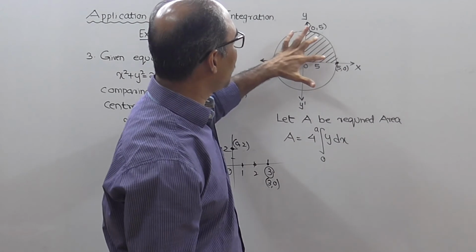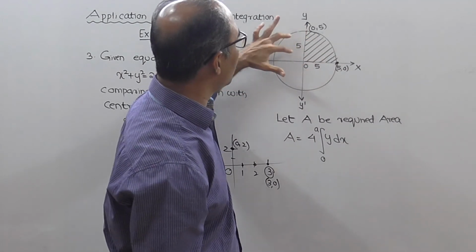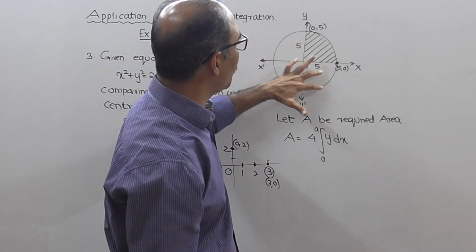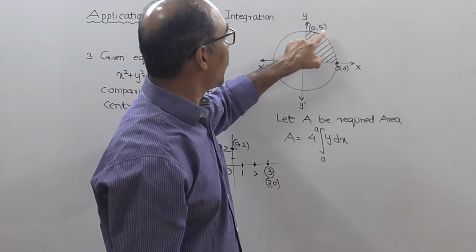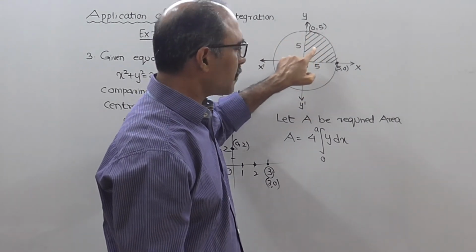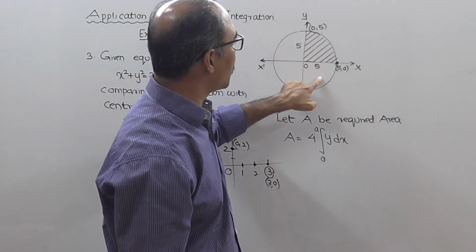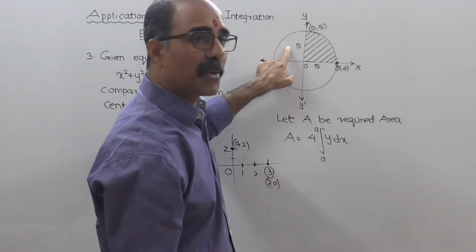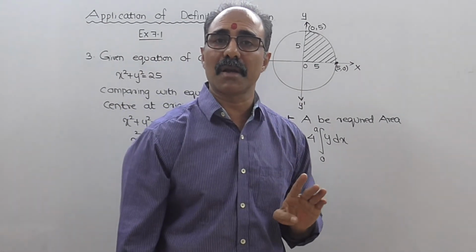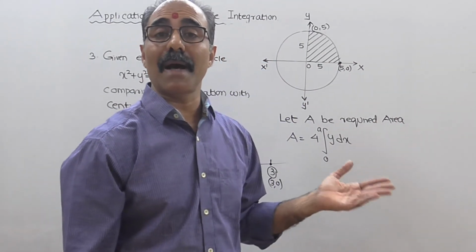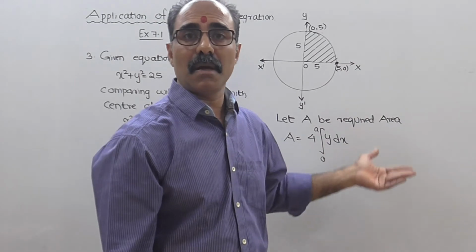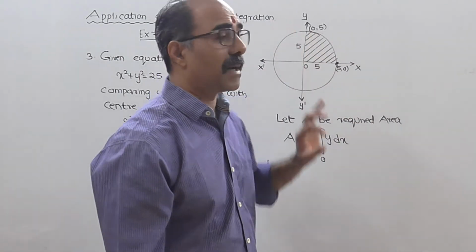I mean, if this area is 2 square units, this will be 2 square units, this will be 2 square units, this will be 2 square units. Suppose the area of this part is 27 pi, then this shaded part is 27 pi, this is also 27 pi, and this is also 27 pi. So there is no need to solve 4 times, directly you can write 4 into the area of the shaded part.